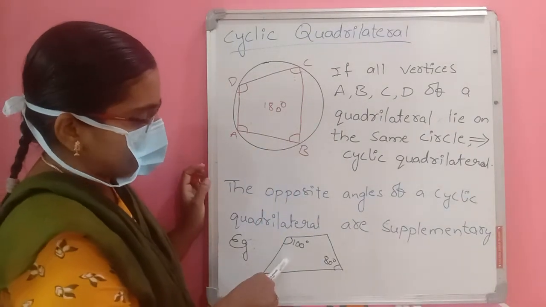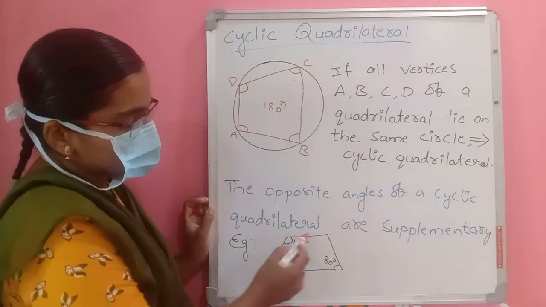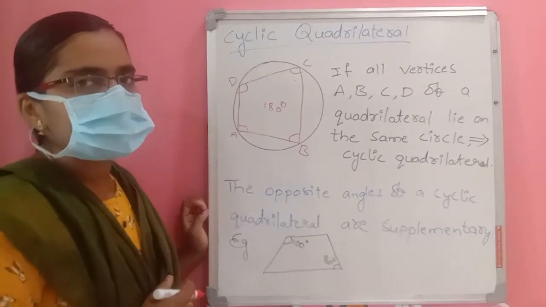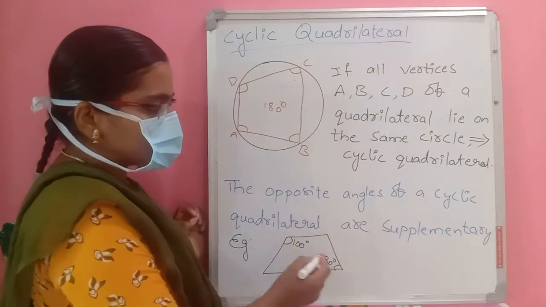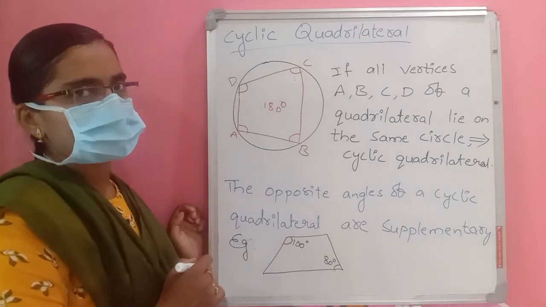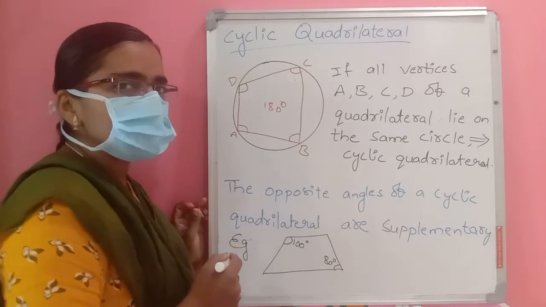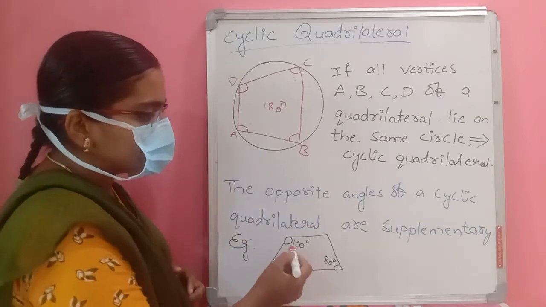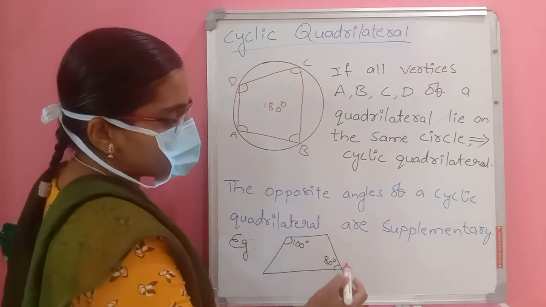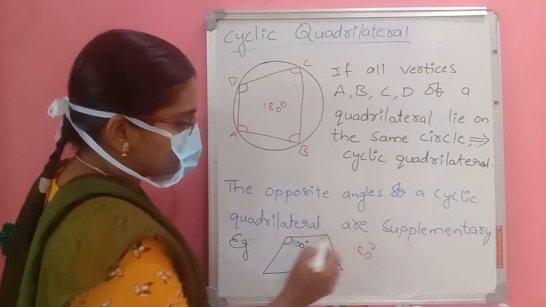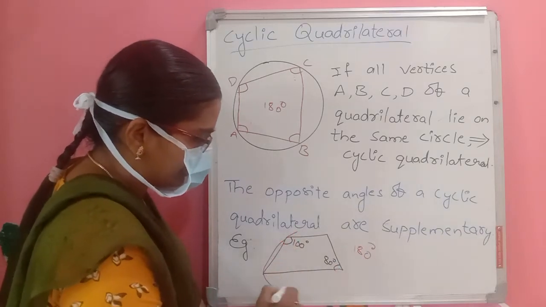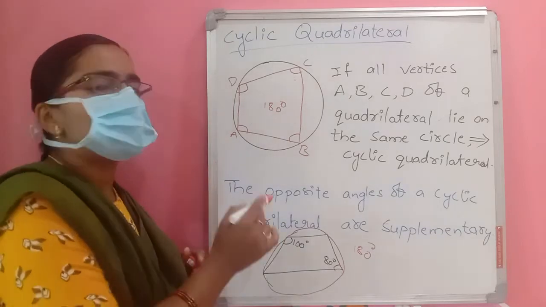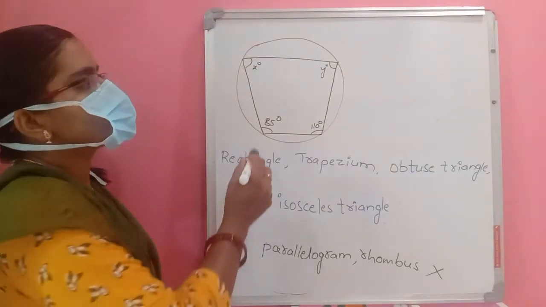Here I have given an example. This is a quadrilateral. Here it has 100 degrees and here it has 80 degrees, meaning the sum of opposite angles is 180 degrees. Whether it is a cyclic or non-cyclic quadrilateral, it is cyclic. Why? Because the sum of opposite angles is 180. So this is a cyclic quadrilateral, and we can draw a circle through these four points. Okay. So this is the question.